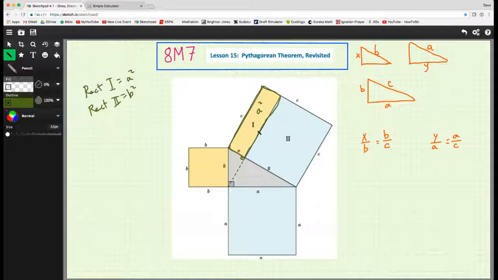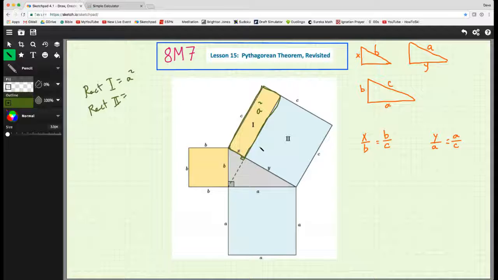And if that's true, then rectangle 1 plus rectangle 2 is clearly equal to c squared, because this is c and that's c. So that's c squared. So then by substitution, a squared plus b squared equals c squared. That's another way of saying what I was trying to say here with all of that drawing.